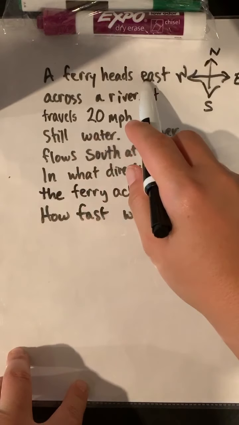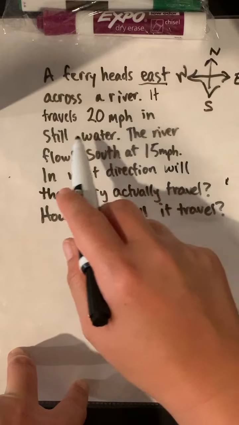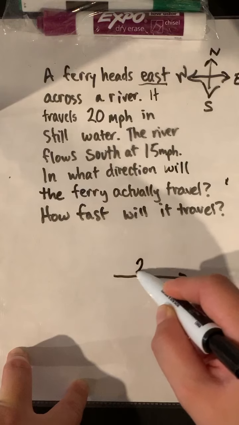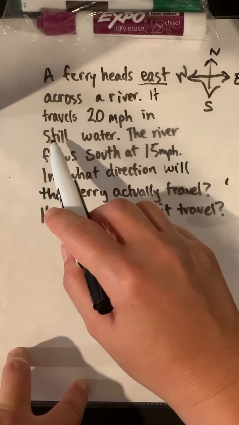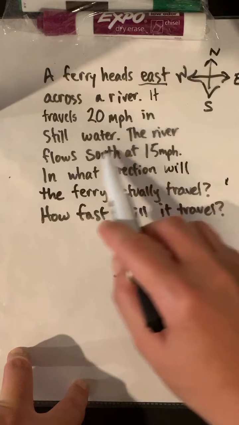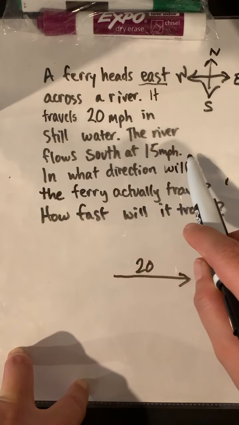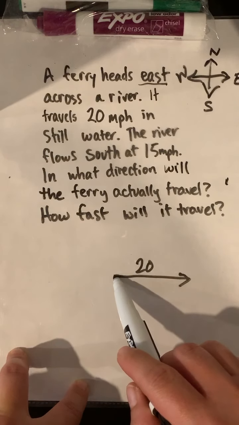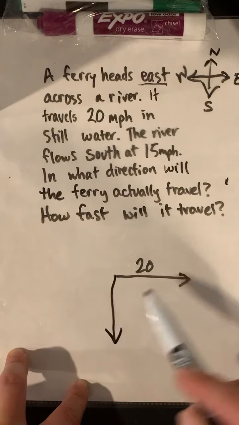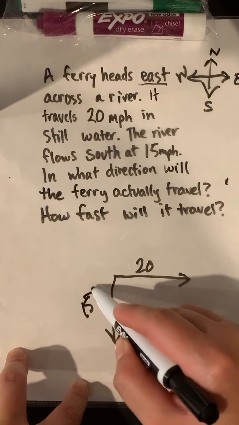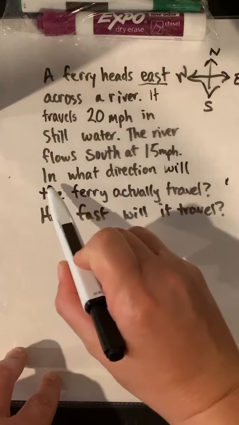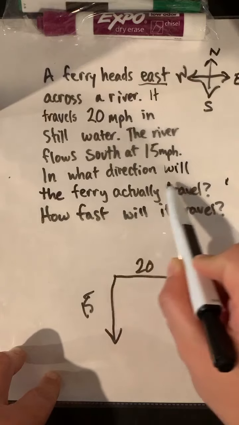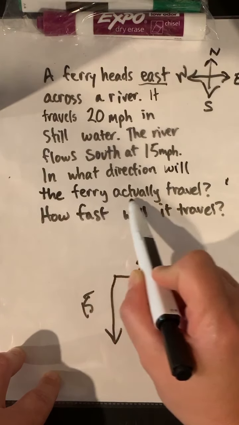If a ferry heads east across a river, traveling 20 miles per hour in still water, so it's going that way, 20 miles per hour. The river flows south at 15 miles per hour. So it's trying to go this way, but the river is flowing this way at 15 miles an hour, okay? In what direction will the ferry actually travel? How fast will it travel? So first question is, in what direction will the ferry actually travel?